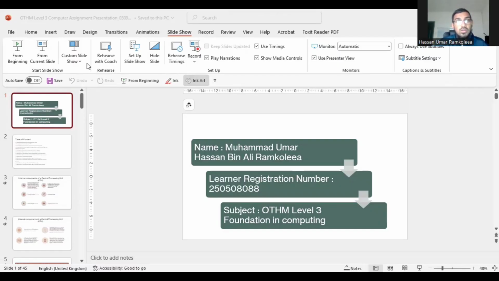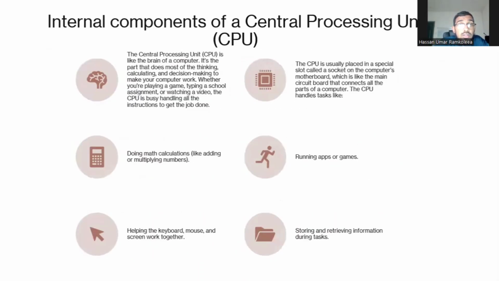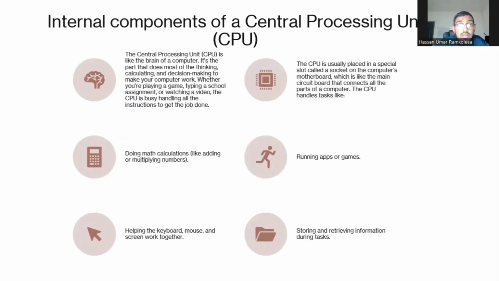Today we are going to learn about the internal components of a central processing unit. So first of all, the central processing unit is like the brain of a computer. It's the part that does most of the thinking, calculating, and decision making to make the computer work.